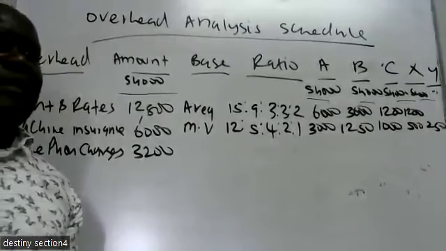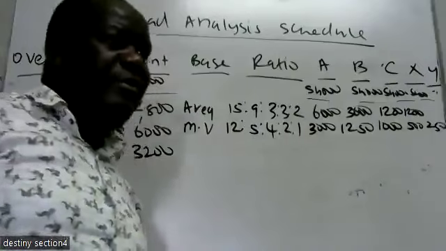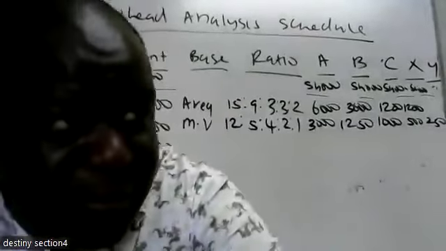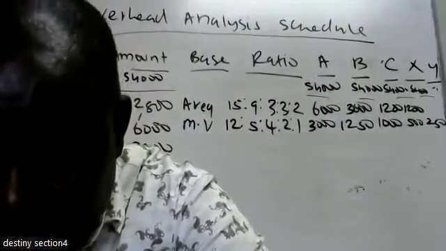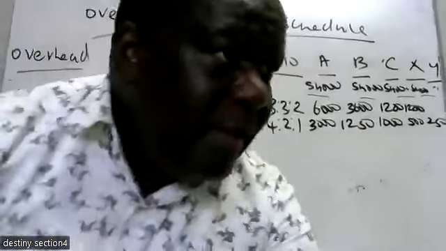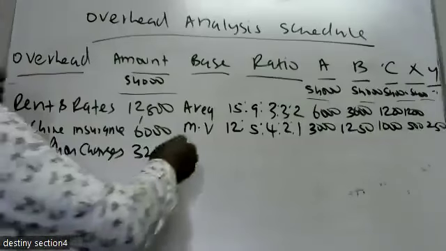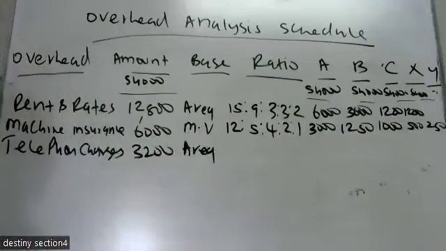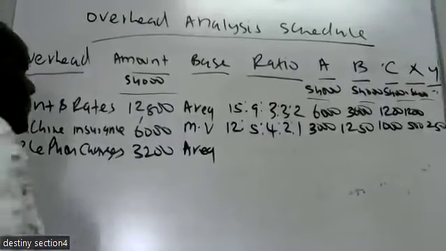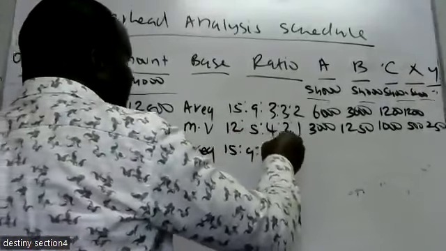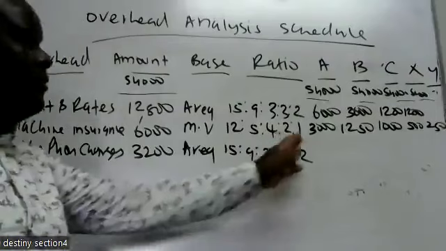Normally, telephone charges, as per this question, we shall also use the area occupied. A department with more area occupied will use more. We cannot use the machine value to apportion the telephone charges. We cannot use the labor hours. We cannot use the labor rate. We can use the area. A department that has a higher floor area has more people, so you get more telephone charges. So we already have the ratio for that: 15, 9, 3, 3, 2. So I want first of all to explain all of them, then we will redistribute.